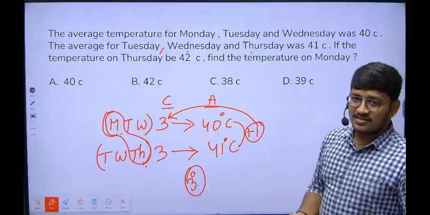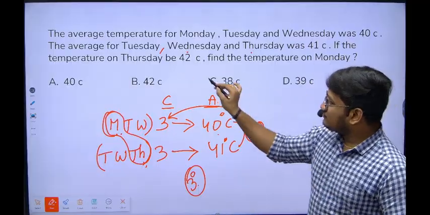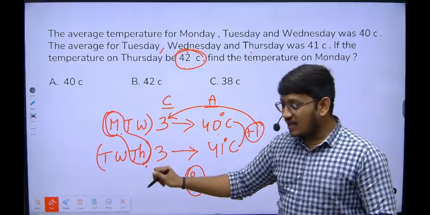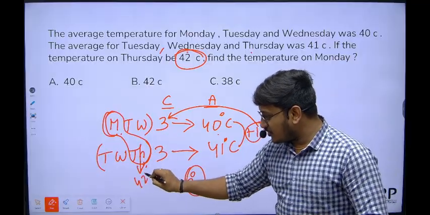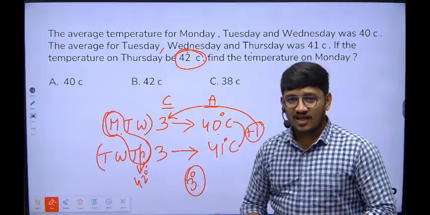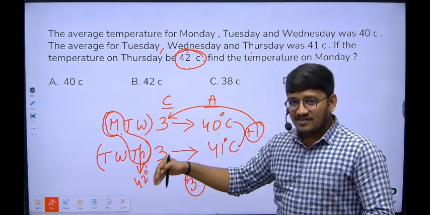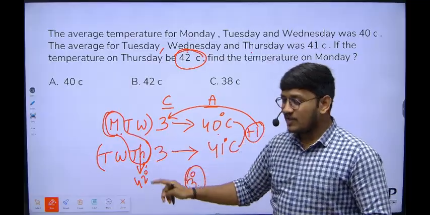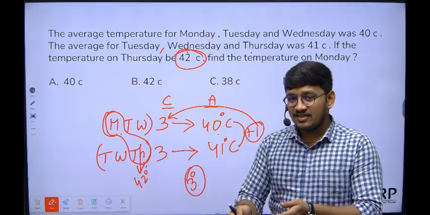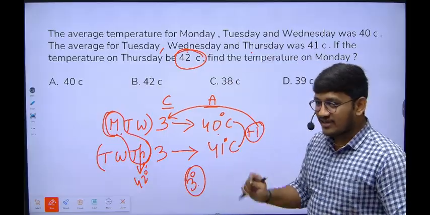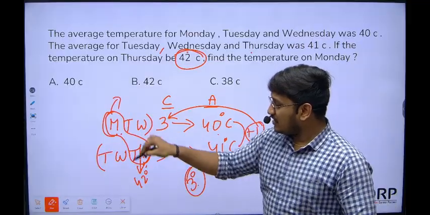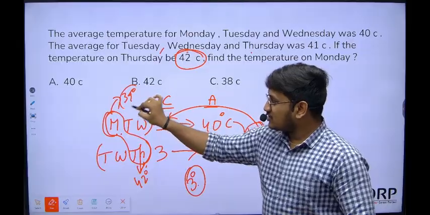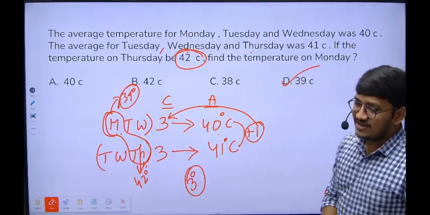So now understand the question. What's the last condition given? If the temperature on Thursday is 42, Thursday's temperature is already given. What about Monday's temperature they're asking? Is Monday greater than or less than Thursday? Obviously less than Thursday, right? Thursday is 42. Monday should be less than Thursday by 3 degrees. So Monday's temperature will be 42 minus 3, which gives you 39 degrees. So the answer is 39 degrees Celsius.